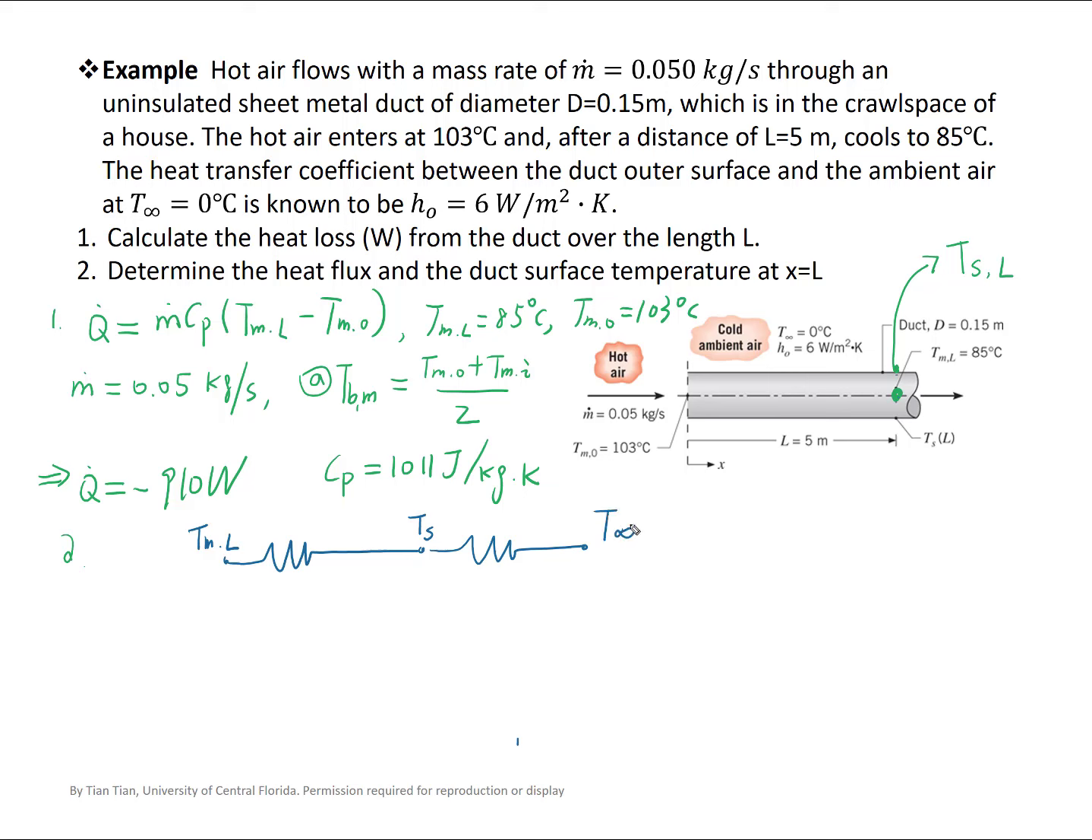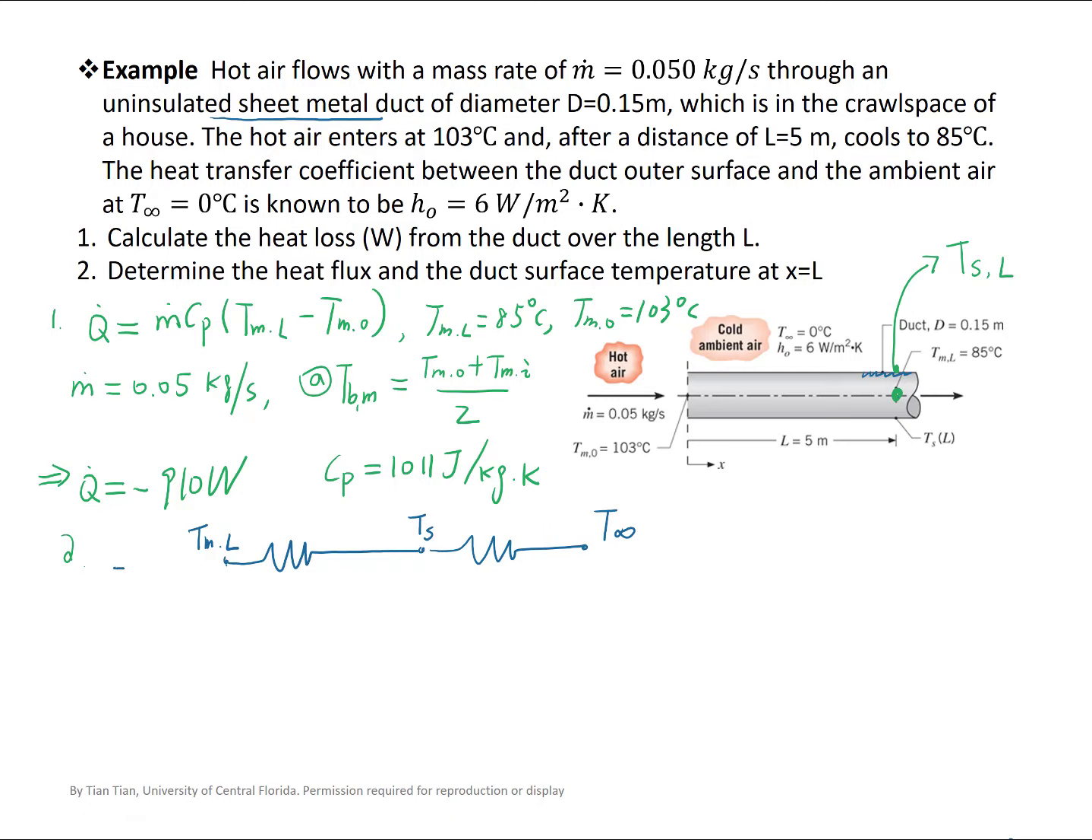What about the conduction resistance within the wall? Note the question did not suggest the thickness of the wall. Also, it mentions it's a sheet metal. This implies the thickness of the wall is thin. So we neglect the conduction resistance within the wall. Between fluid inside and fluid outside, we have two convection resistances. And these two resistances are in series.